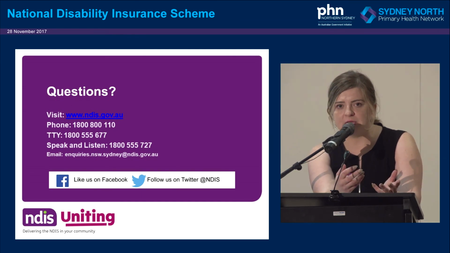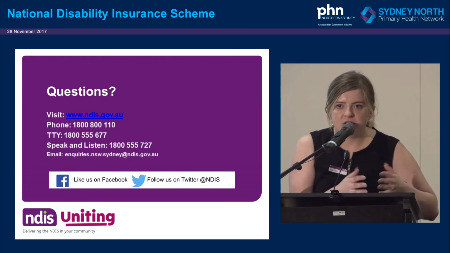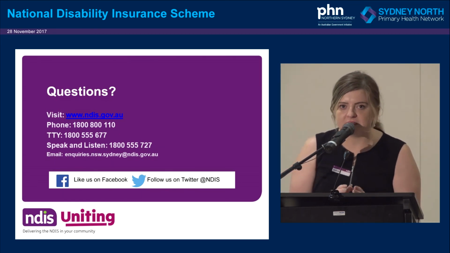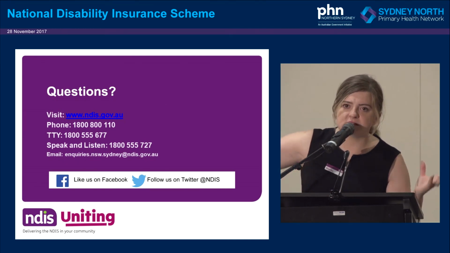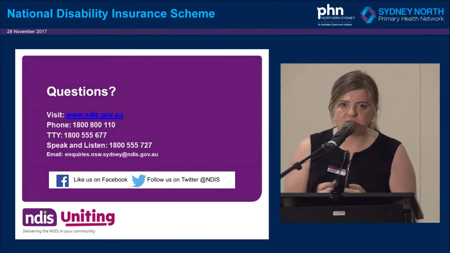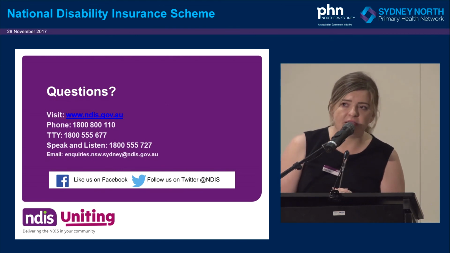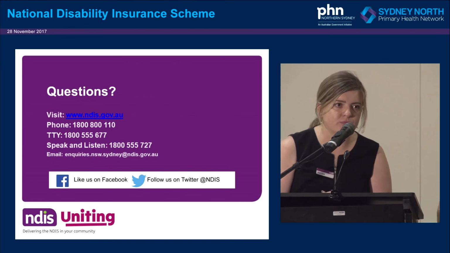So we do have people that are in the scheme that are receiving a proportion of their funding for their life from compo, but on the other hand, they've also got a plan, although it might not be as big a plan as it would be if they didn't have the compensation. So there are scenarios where the two can go hand in hand, but it does need to be explored at the point of access, yes.